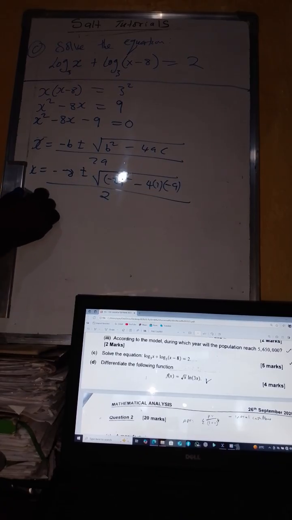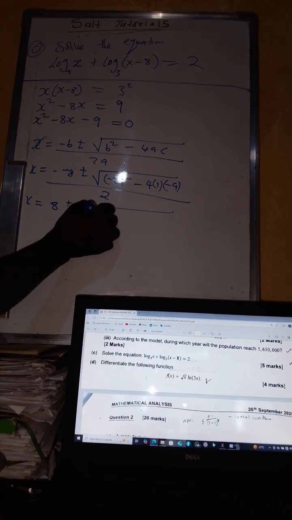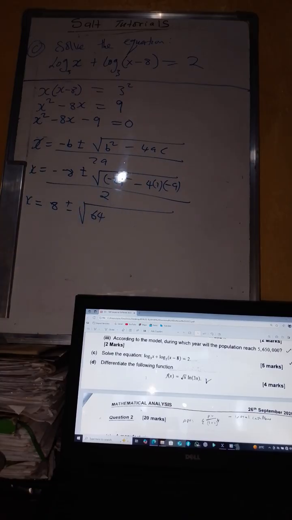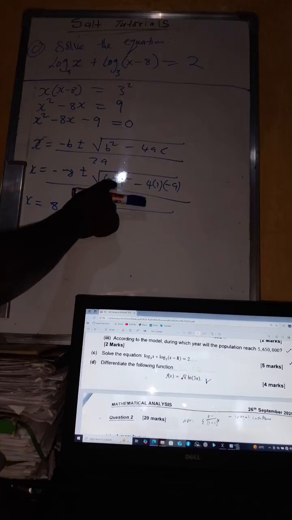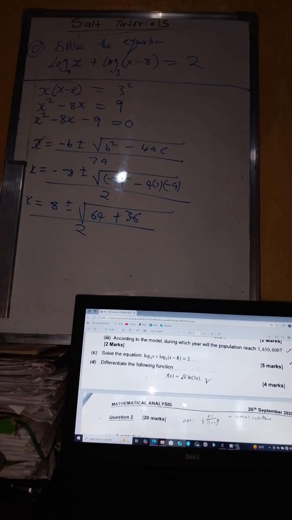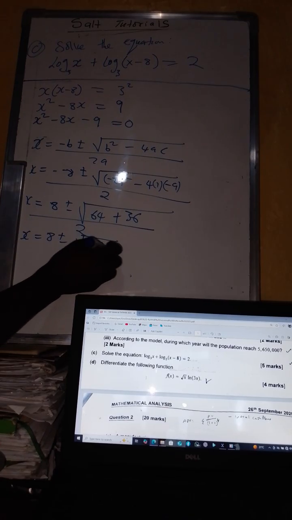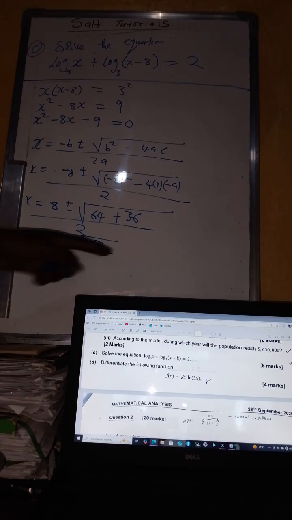So the value of x, because this is now positive 8, positive or negative, the square root of 8 squared is 64, minus 4 times 1 times negative 9, which is 9 times 4, that's 36. So this is 64 plus 36 over 2. And 64 plus 36, that's 100. So we're going to have x equal to 8, positive or negative, the square root of 100 over 2. The square root of 100 is 10.